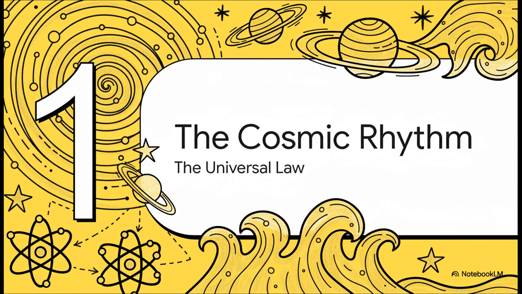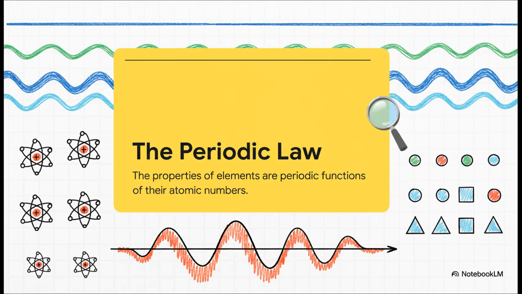So, first things first, where does this beautiful structure even come from? It's not just some convenient filing system that scientists made up. Nope. The whole thing is built on a deep, universal principle. Think of it like a cosmic symphony, with this specific rhythm that all matter in the universe has to follow. And that rhythm, it's called the periodic law. Now that sounds a little intimidating, but the idea is actually super simple.